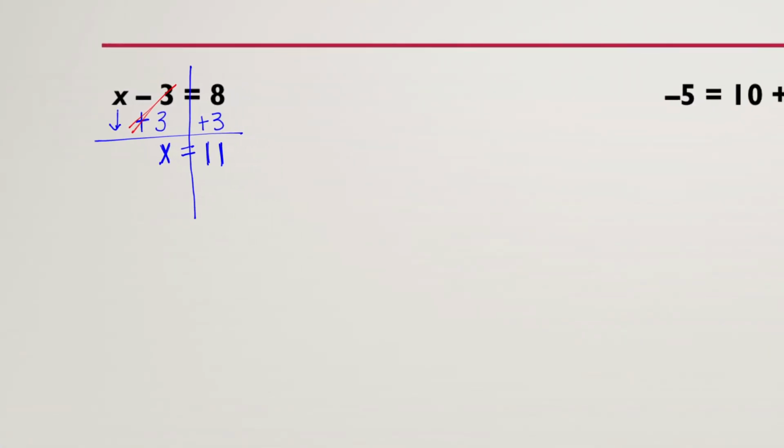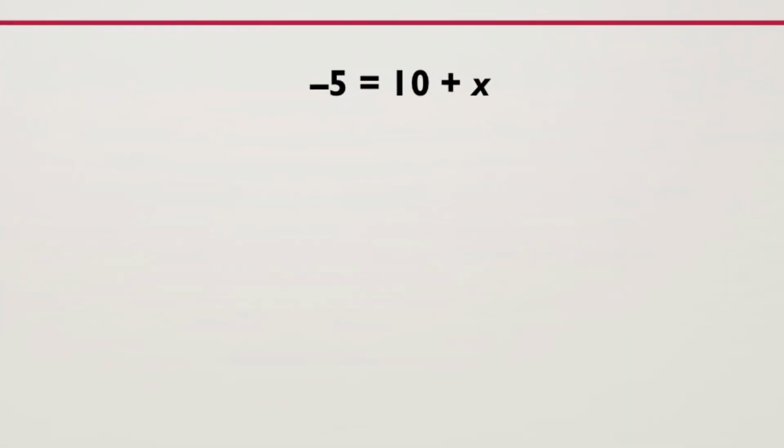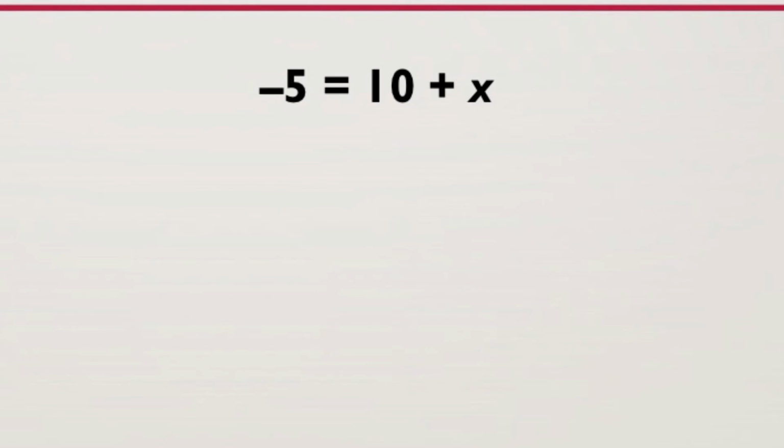Now I'm going to go over to my other equation over here. We have negative 5 equals 10 plus x. Drew my line down there. We have 10 plus x on that right side. So I want my x to be the one that's isolated. That's how I know that I need to get rid of the 10 because it's on the side with the x.